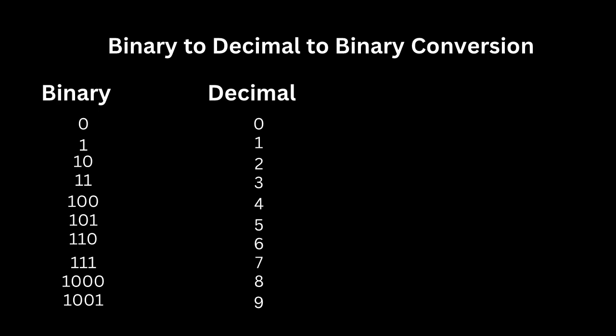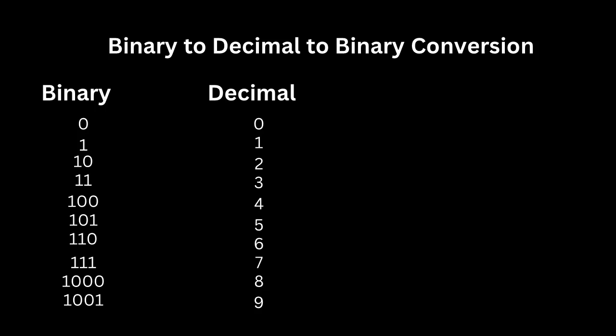This table shows how binary numbers are converted into decimal numbers and vice versa. Binary numbers are made up of only zeros and ones, while decimal numbers are the ones we use in daily life from 0 to 9. For example, binary 0 is decimal 0, binary 1 is decimal 1. Binary 10 equals decimal 2 and binary 11 equals decimal 3. Similarly, binary 100 is decimal 4, binary 101 is decimal 5 and so on.